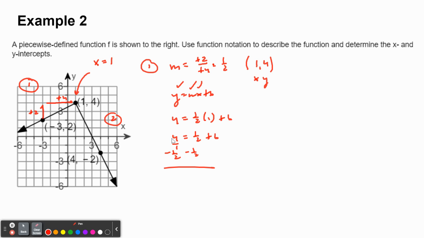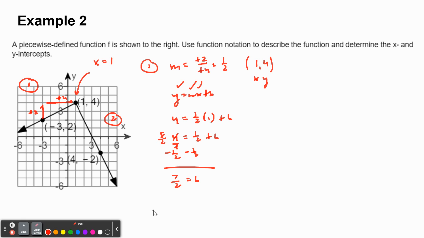So this is 4, which is 4 over 1. And you can just use a calculator, right? So 4 over 1 minus 1/2. I'll do it by hand. So 4 over 1 can be made into 8 over 2, right? 8 divided by 2 is still 4. And now they have like denominators. So 8 minus 1 is 7 over 2. There's your b value.